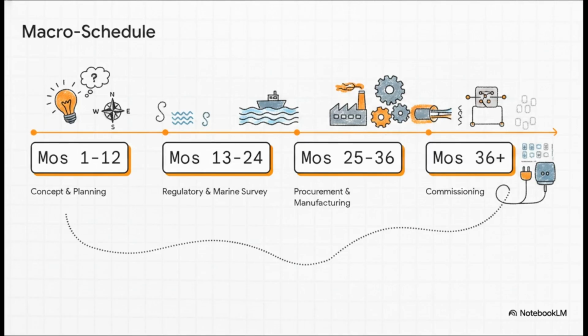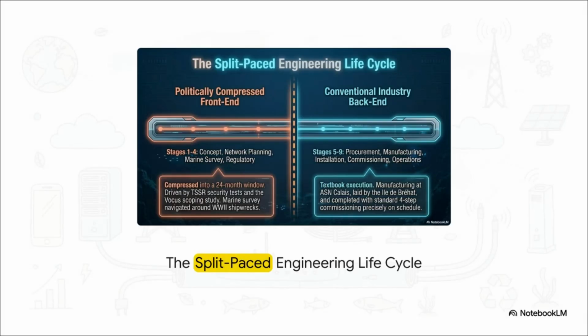However, the Coral Sea cable experienced a highly unique temporal distortion in this front-end schedule. In practice, that distortion created a split-paced engineering lifecycle. Driven by that sudden geopolitical pivot we mentioned and the TSSR security tests, the entire front-end, concept planning, marine survey, and regulatory approvals was heavily compressed into a tight 24-month window. This was a purely politically accelerated phase. Conversely, once the contract was finalized, the back-end phases executed by Vocus and ASN followed conventional industry timelines. They achieved a textbook installation and a flawless 4-step commissioning process exactly on schedule.